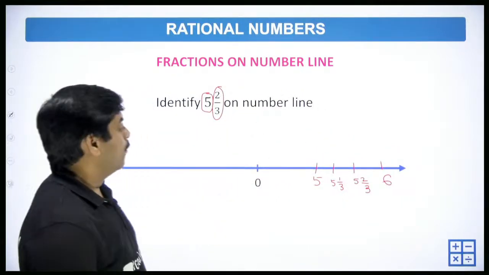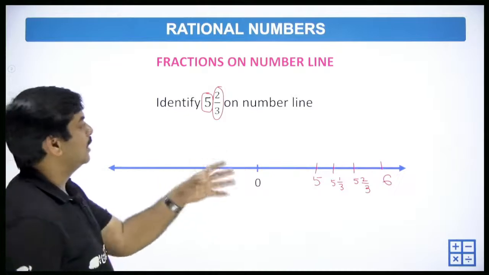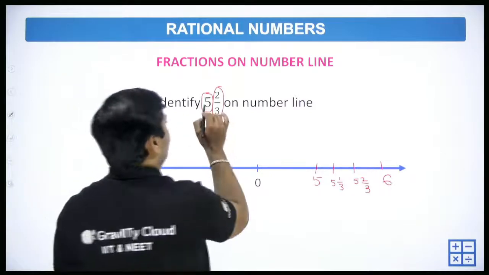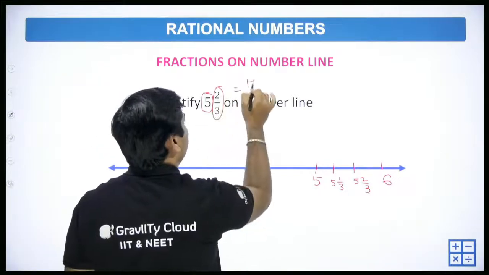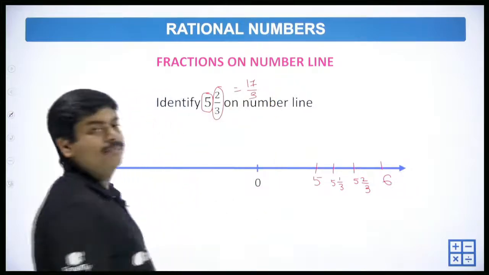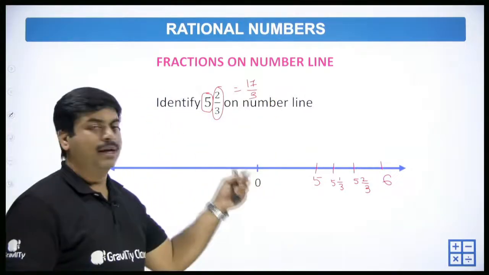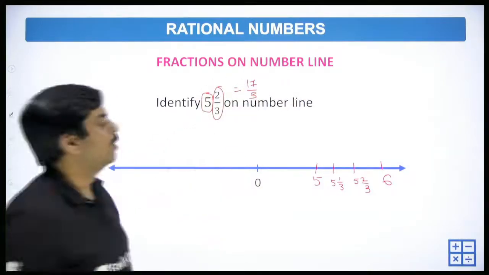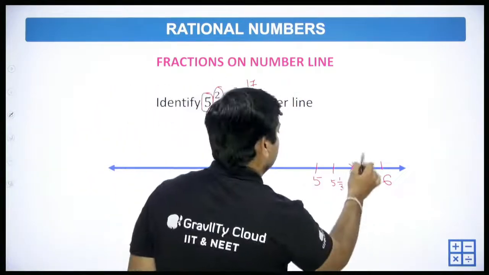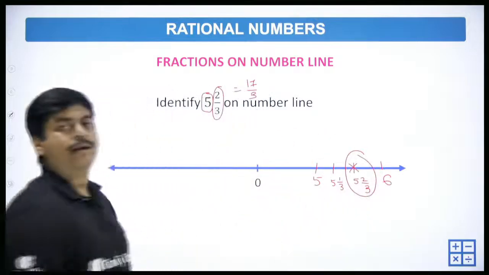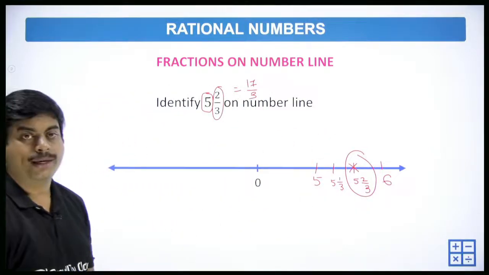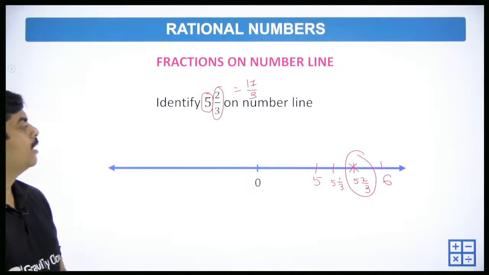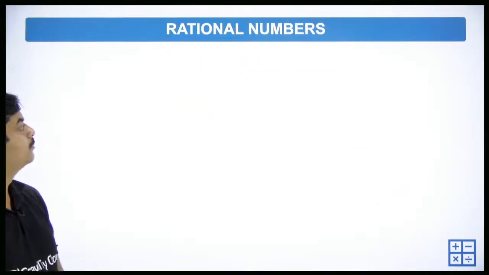Okay, so 5 1 by 3, 5 2 by 3, and 6. Or you can write it like this: 5 times 3 is 15, 16, 17, so 17 by 3. So you divide it into 3 parts, 1 by 3, 2 by 3, 3 by 3, and so on till 17 by 3. Whatever it is, you get the same answer. This is the position of 5 2 by 3, correct? Okay, so moving ahead to the next question.